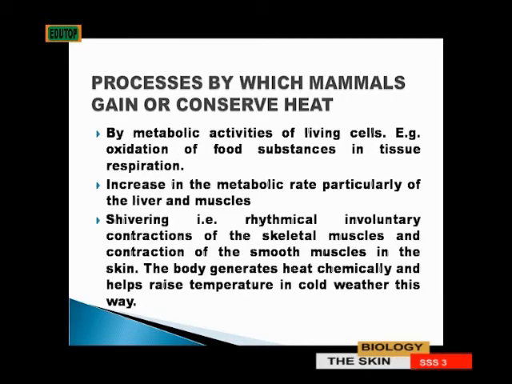So the processes by which mammals gain or conserve energy, that's what I'll be talking about next. First, by metabolic activities of living cells. For instance, oxidation of food substances in tissue respiration.